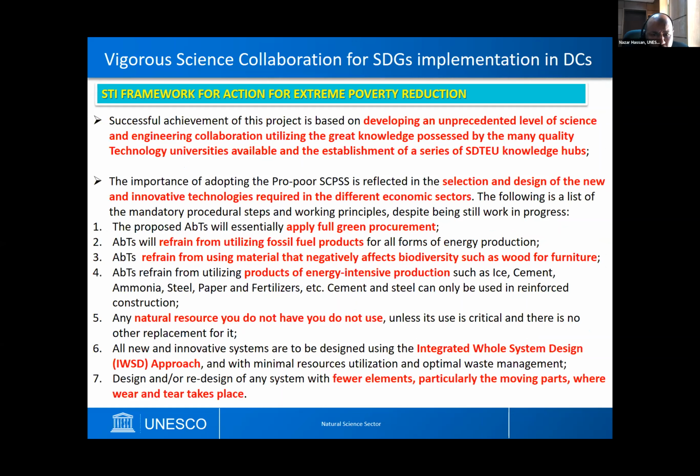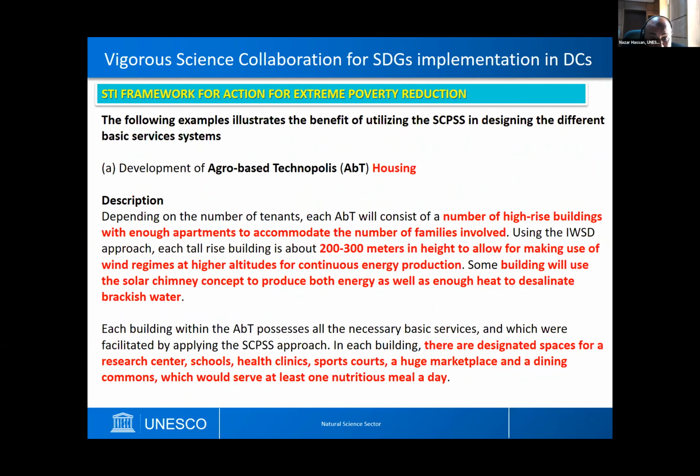Okay, I will not go into details on how the proper sustainable consumption production systems standard works, but I will give a good example for the housing. Depending on the tenants, each of the technopolis will consist of a number of high-rise buildings with enough apartments to accommodate the number of families. By doing that, each tall building will allow for making use of wind regimes at high altitudes for continuous energy production. Some buildings will use the solar chimney concept to produce both energy as well as enough heat to desalinate brackish water.